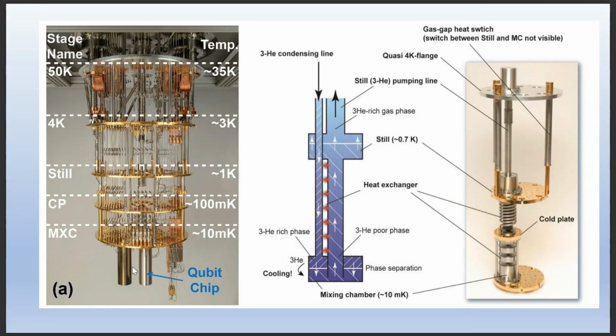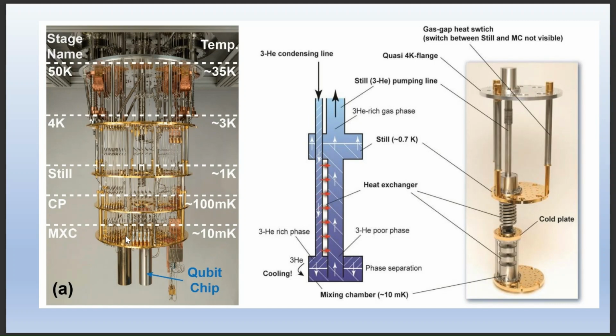Now the machine comes in. Basically, there are multiple temperature stages. This one is around 50 Kelvin. This is around 4 Kelvin. This one is still around 800 millikelvin, and this is called the cold plate. It's around 100 millikelvin, and this is the mixing chamber.